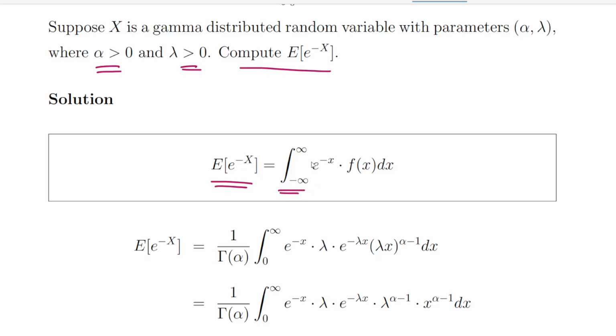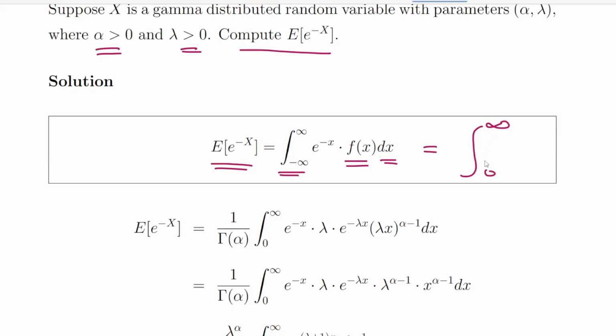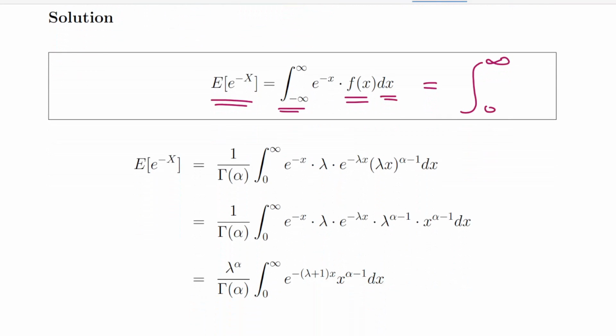That is the integral from minus infinity to infinity of e to the minus x times the probability density function, f of x dx. Now, just as a quick remark, we can reset the limits of the integral from 0 to infinity, because we are told explicitly that it is 0 otherwise, where x is not greater than 0. So anything outside that range of values will evaluate to 0, so we can just ignore it. That's the sort of thing you can do with definite integrals. Anyway, that's a digression.